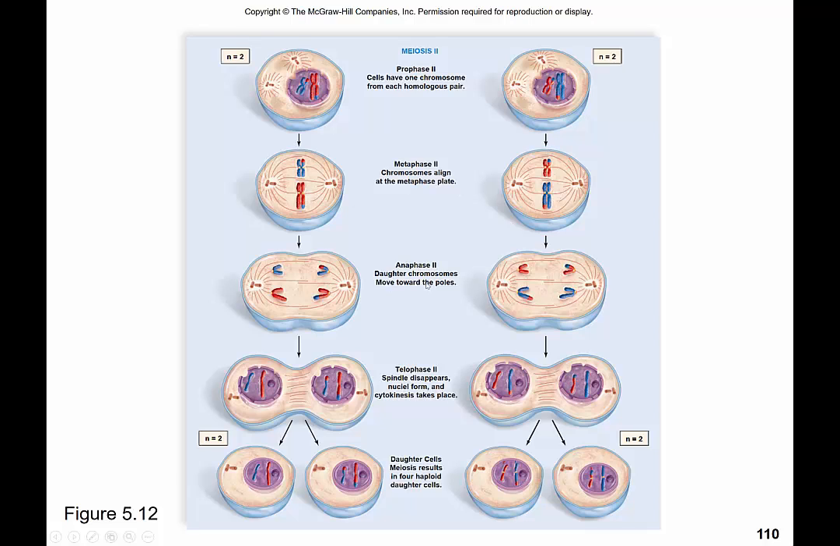In anaphase II, the daughter chromosomes move towards the poles and are separated. Telophase II, spindle disappears, the nuclei form, and cytokinesis takes place. And again, cytokinesis is that division of the cytoplasm. So the result after meiosis I and meiosis II is that we have daughter cells that are haploid, and we have 4 of them.